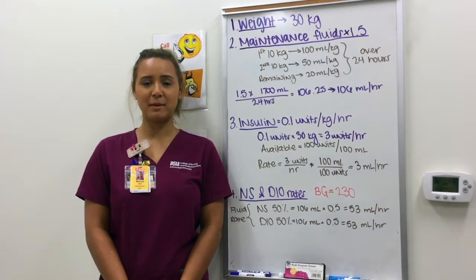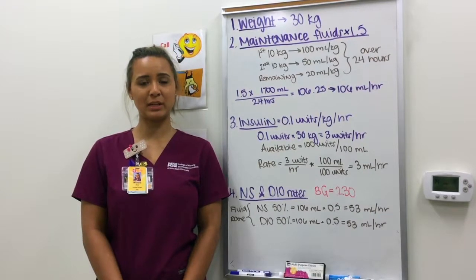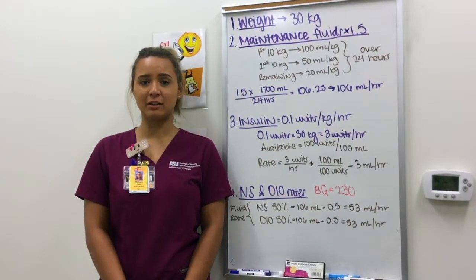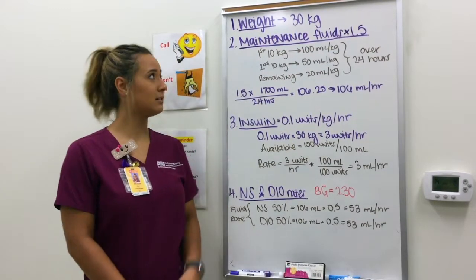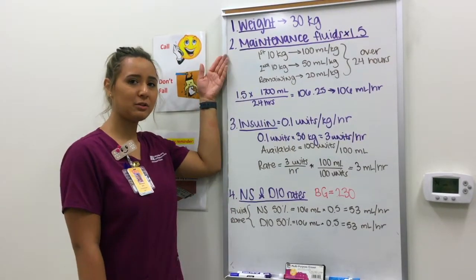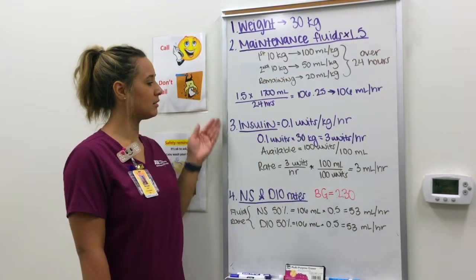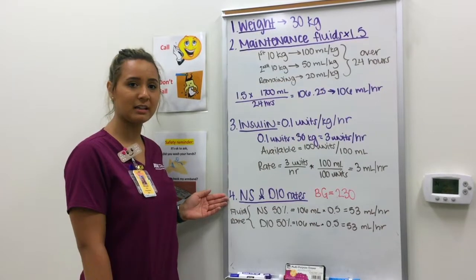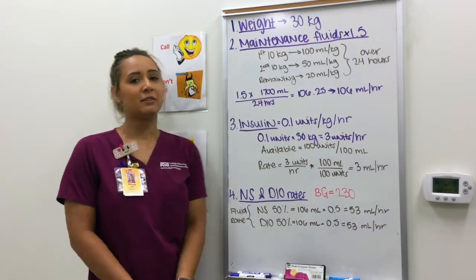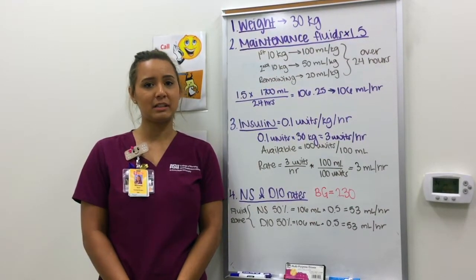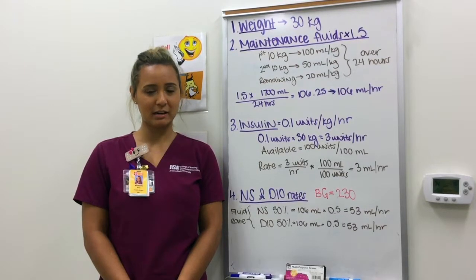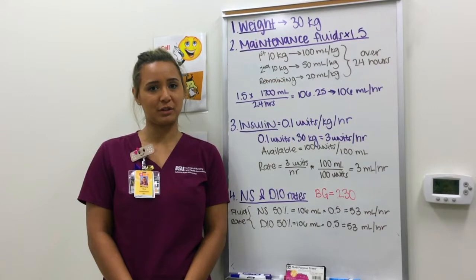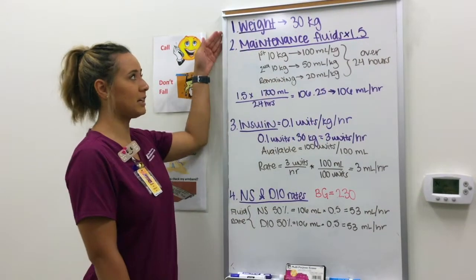Now that we have learned about DKA basics, we are ready to put it into practice. Before we enter the patient's room, we need to calculate 4 things. 1, the weight. 2, the maintenance fluids. 3, the insulin drip rate. And 4, the normal saline and the D10 rates. For this video, we will be following the Children's Hospital of Orange County protocol, but this video can be adapted to any hospital protocol.